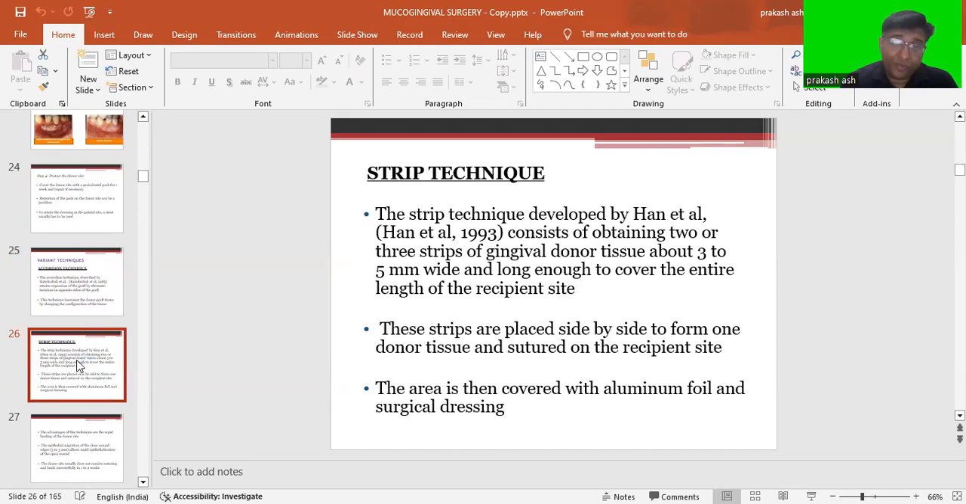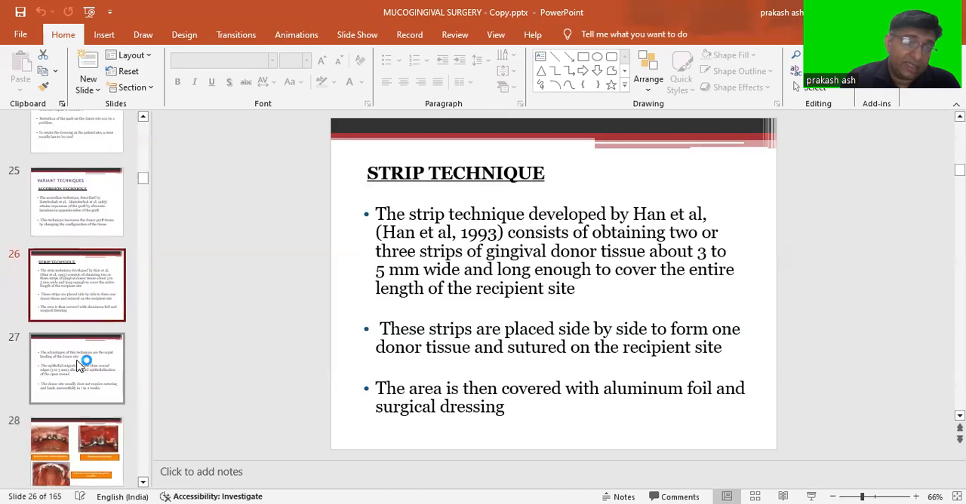The second is the strip technique. The strip technique was developed by Han in 1993. It consists of obtaining 2 or 3 strips of gingival donor tissue about 3 to 5 mm wide and long enough to cover the entire length of the recipient site. These strips are placed side by side to form one donor tissue and sutured on the recipient side. The area is then covered with aluminum foil and the surgical dressing is done.